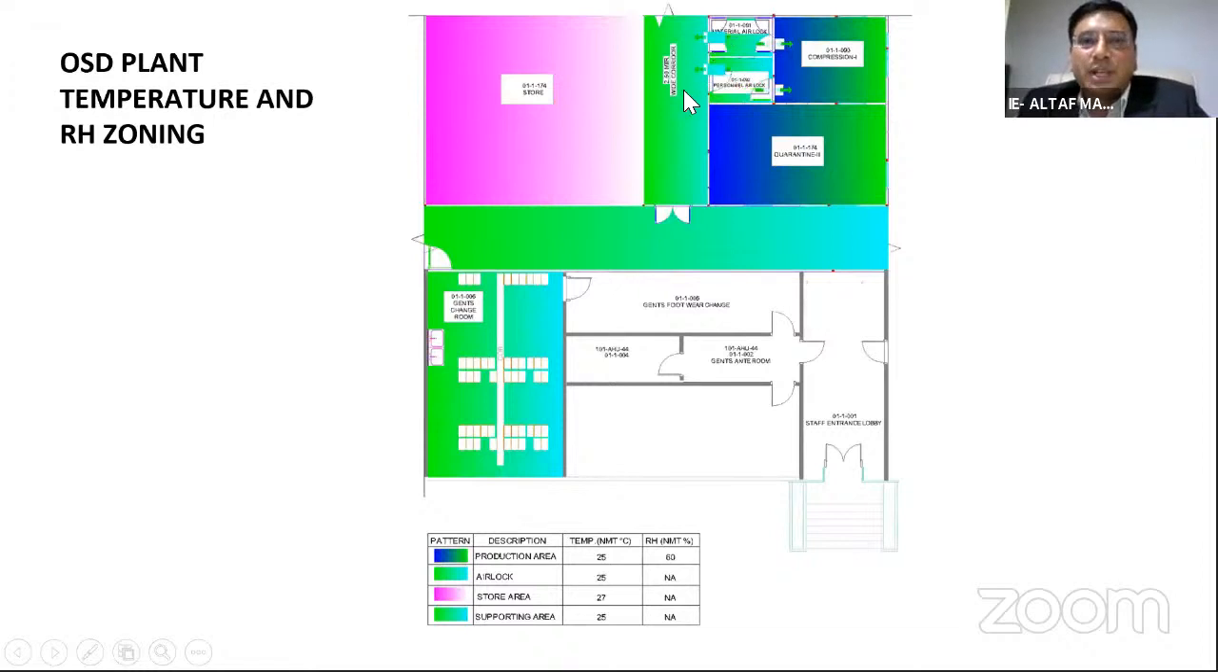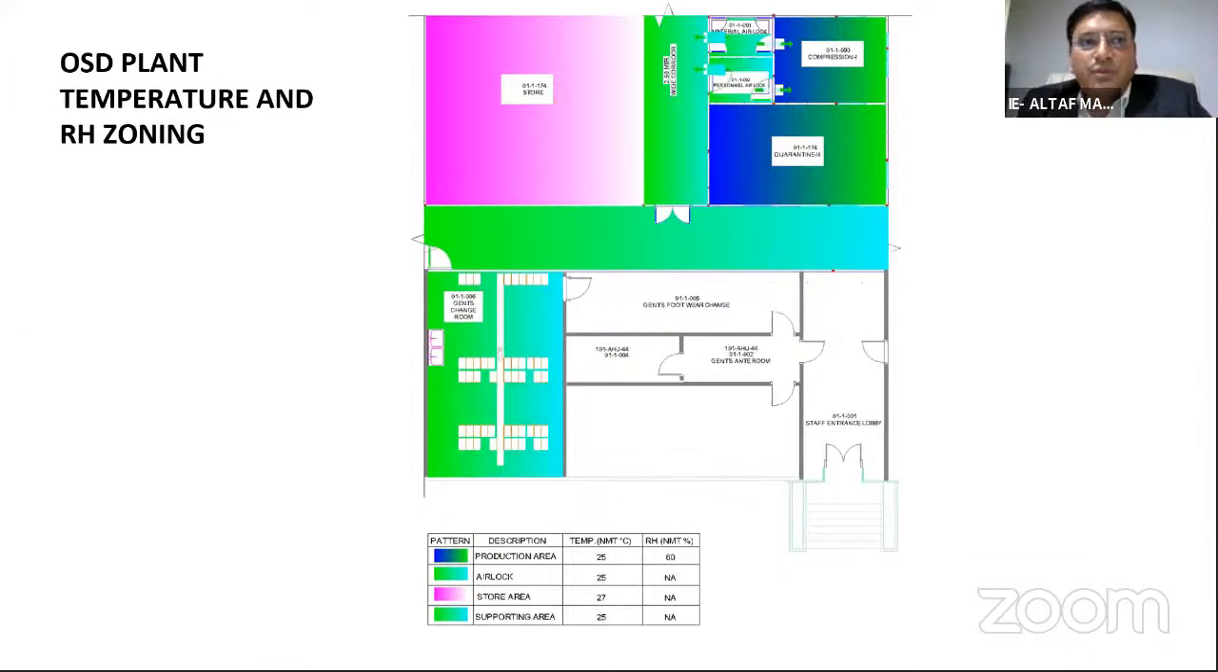The other support areas, marked in green, are again designed for a temperature of 25 degrees centigrade. In store areas, where your product is packed and to be stored, you have to design at 27 degrees centigrade. These are the generally designed temperatures and humidity. If there are any specific product requirements, then they can be changed accordingly.